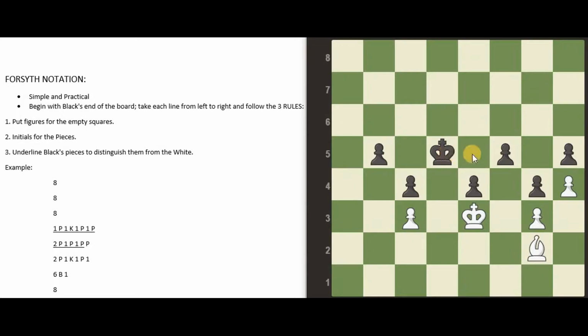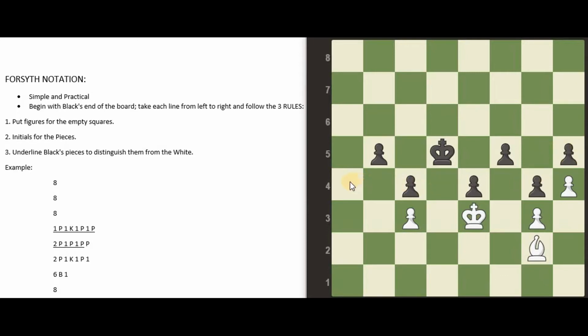The next square is empty, so we write 1, and the next square is occupied by the black pawn, so the initial will be P. Again as we move towards the right, one square is empty, so we write 1, and again the next square is occupied by the black pawn, so we write P.